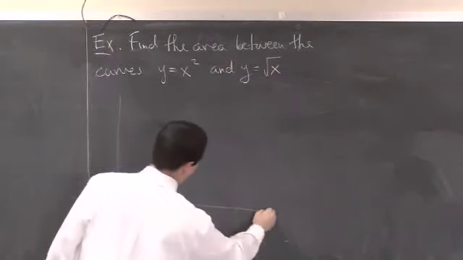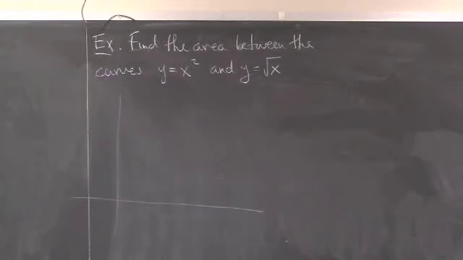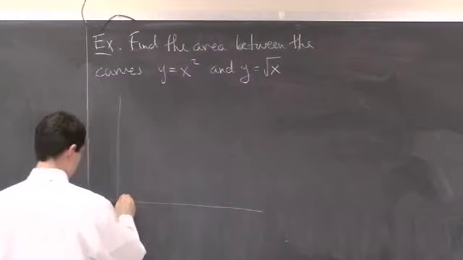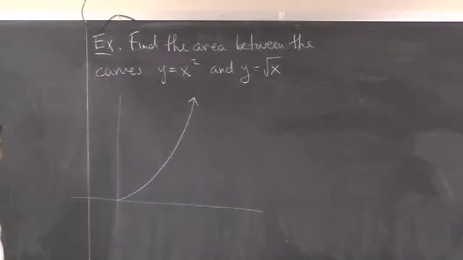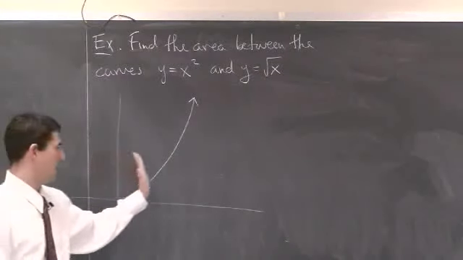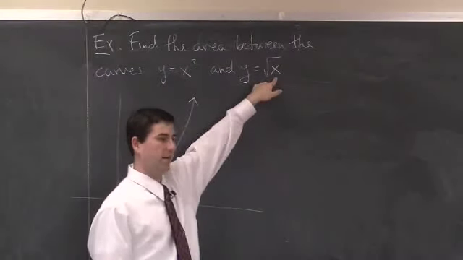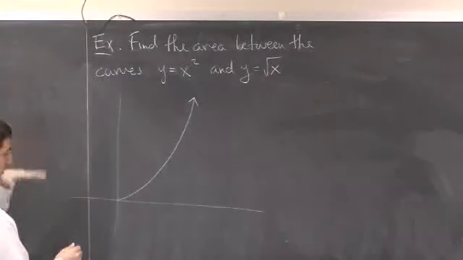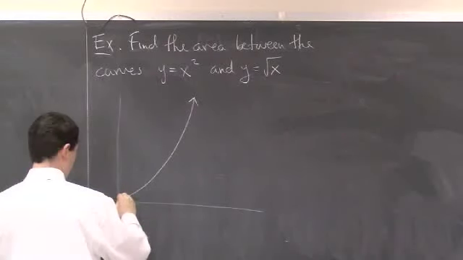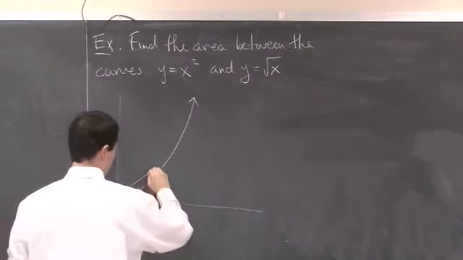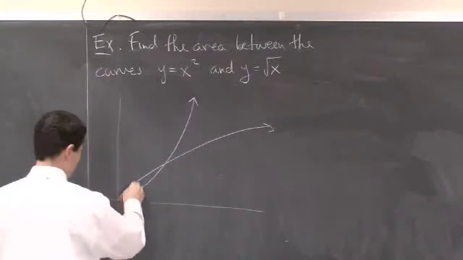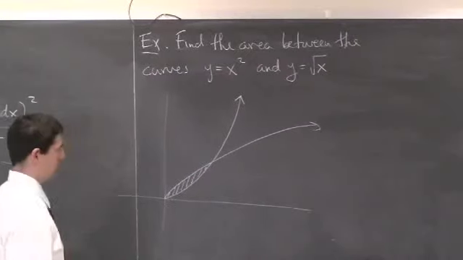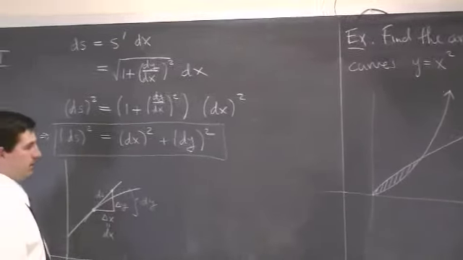Now, when feasible, it's a good idea to draw a picture on these to help you out. So if we draw y equals x squared, well, we know somehow we only have to care about the positive side because the square root of x isn't even defined for negative x. So I don't worry about the left side of this picture. And then the square root of x looks like that. Okay, and so they've created this nice area in between these curves.